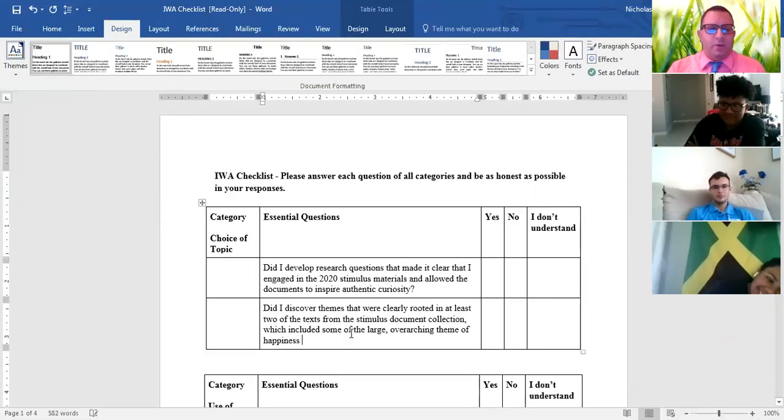So that would be another question. These are both based off of the first part of the rubric, which is evaluating your choice of topic, by the way. That's how I developed those two questions.